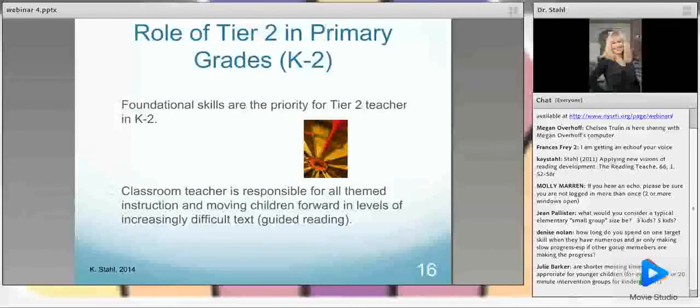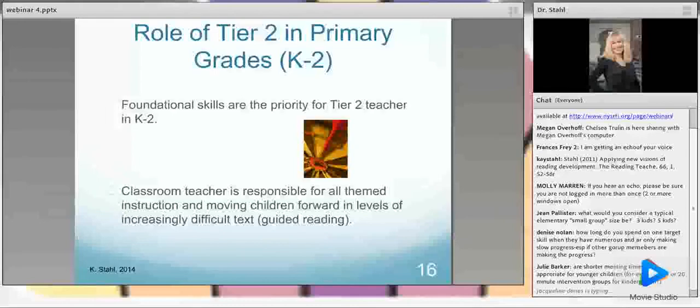These foundational skills that you see in the top pathway are the priority for the Tier 2 teacher in kindergarten, first, and second grade. That would include things like their word recognition skills, including phonics and high-frequency words. The classroom teacher in Tier 1 should be responsible for all themed instruction, the read-alouds, the shared reading, along the interdisciplinary units of instruction that are currently being recommended by the Common Core.